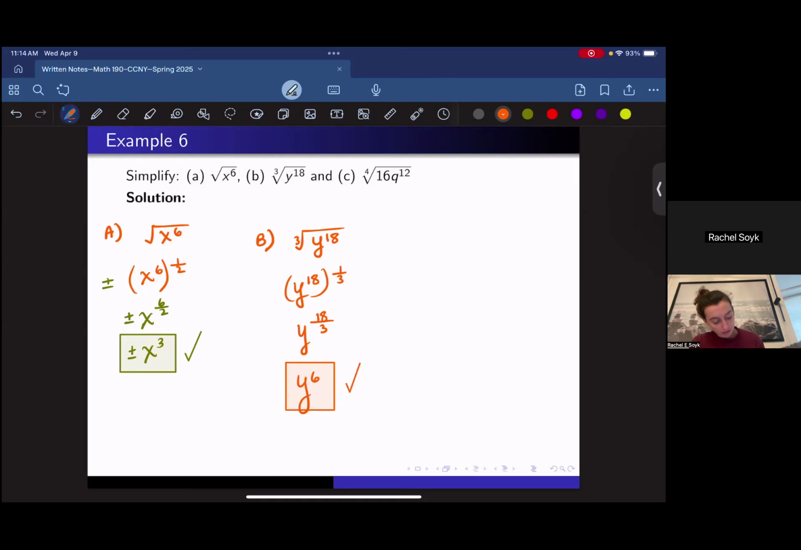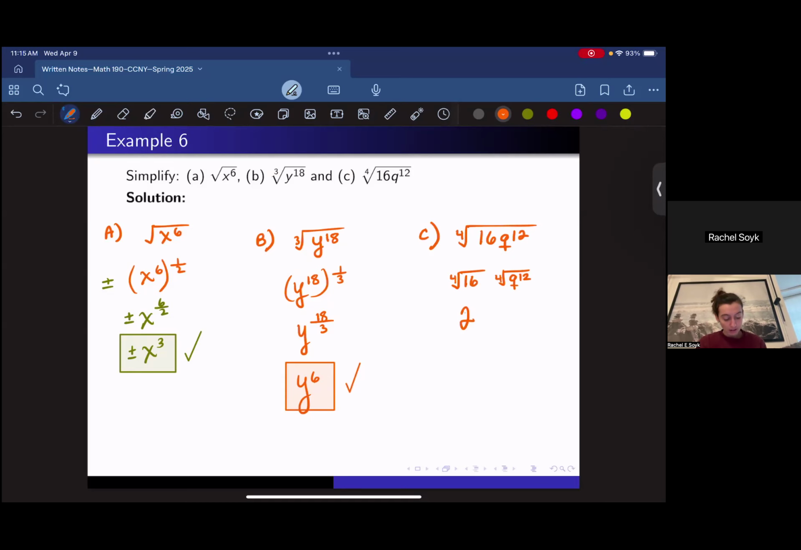And then finally, let's look at part C, even index, 2 possible solutions. Notice how we have a coefficient here now. So we can break this up separately if it makes it easier in your head. The 4th root of 16 and the 4th root of q to the 12th. What times what times what times what gives you 16? That's 2.